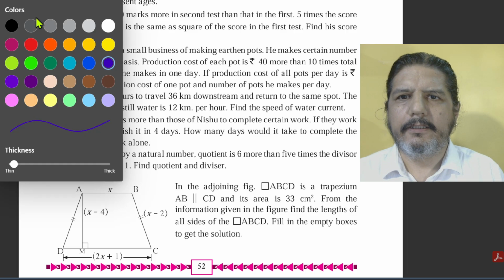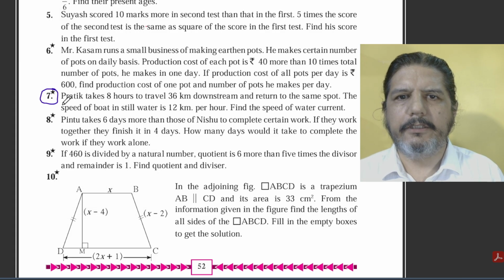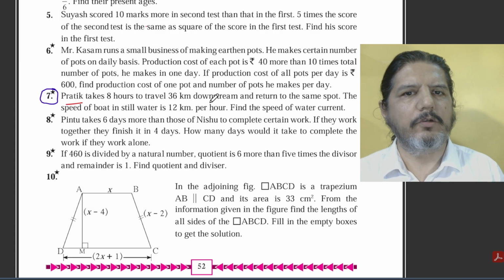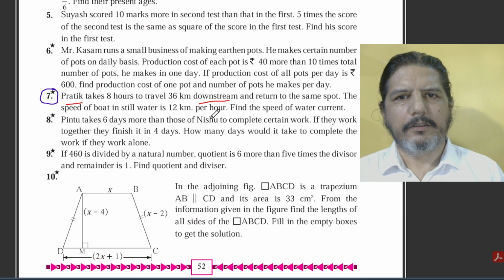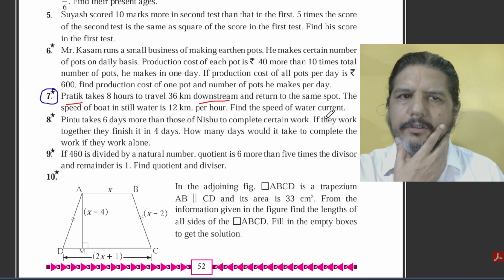So let's look at the next question now. Pratik takes 8 hours to travel 36 kilometers downstream and return to the same spot. The speed of boat in still water is 12 km per hour. Find the speed of the water current.